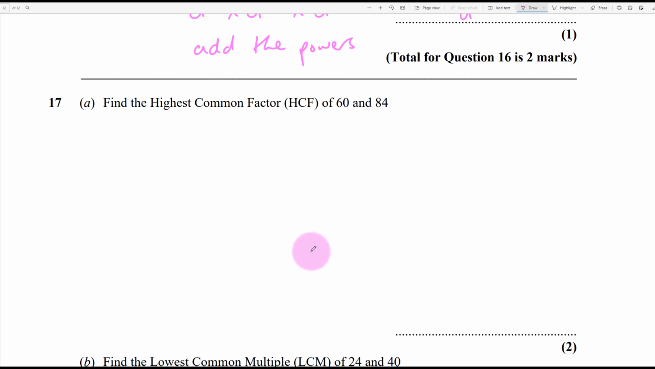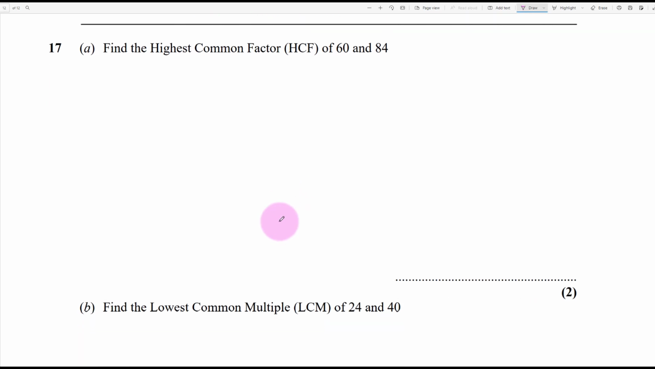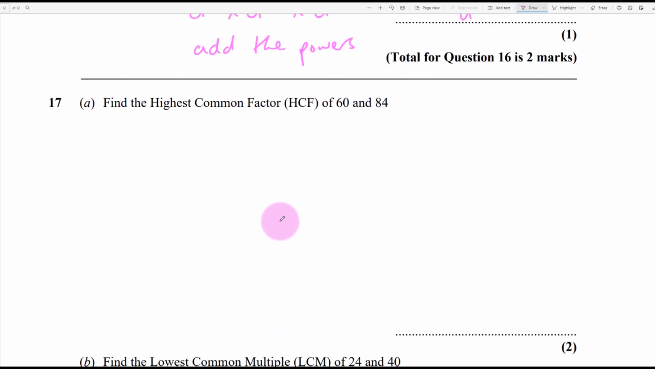Right. How would I do this? And you've got to do the lowest common multiple. Right. 2 ways. What numbers go into 60? The factors are the numbers that go into it. We're looking at the biggest one.